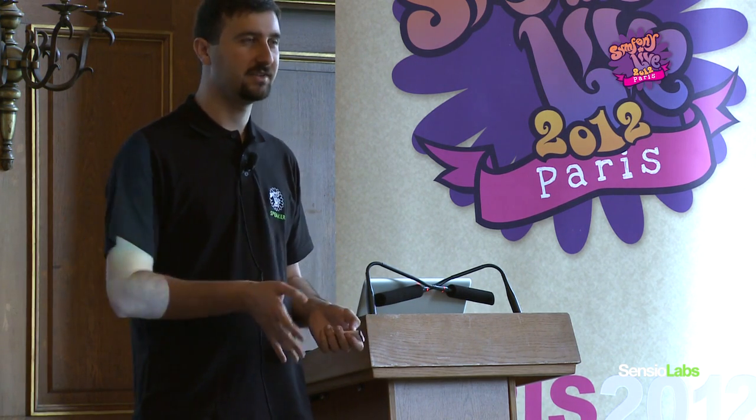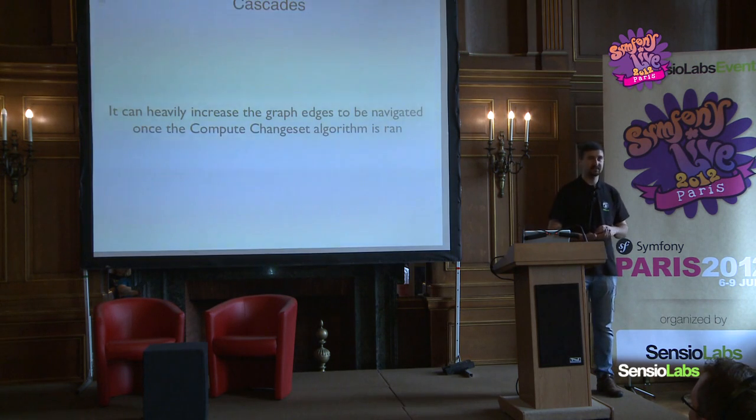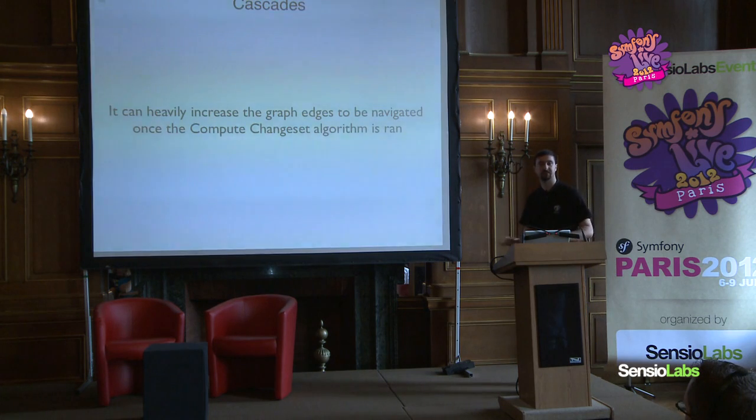You may think, why? I'm telling you to think over and over and over. If you think 5 times before you write a cascade, it's probably half of what I think is actually necessary to place something. Why? Because it heavily increases the amount of nodes that the change set algorithm needs to navigate. So it's going to slow down your entire application, not only certain parts.